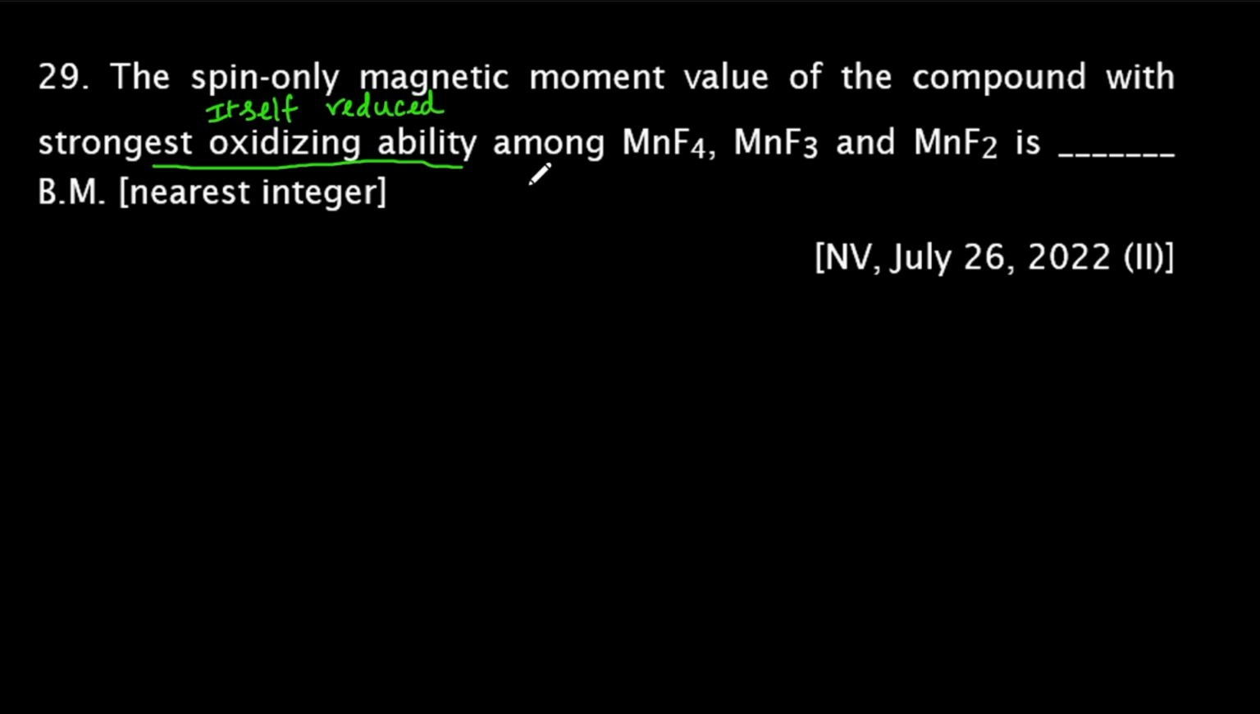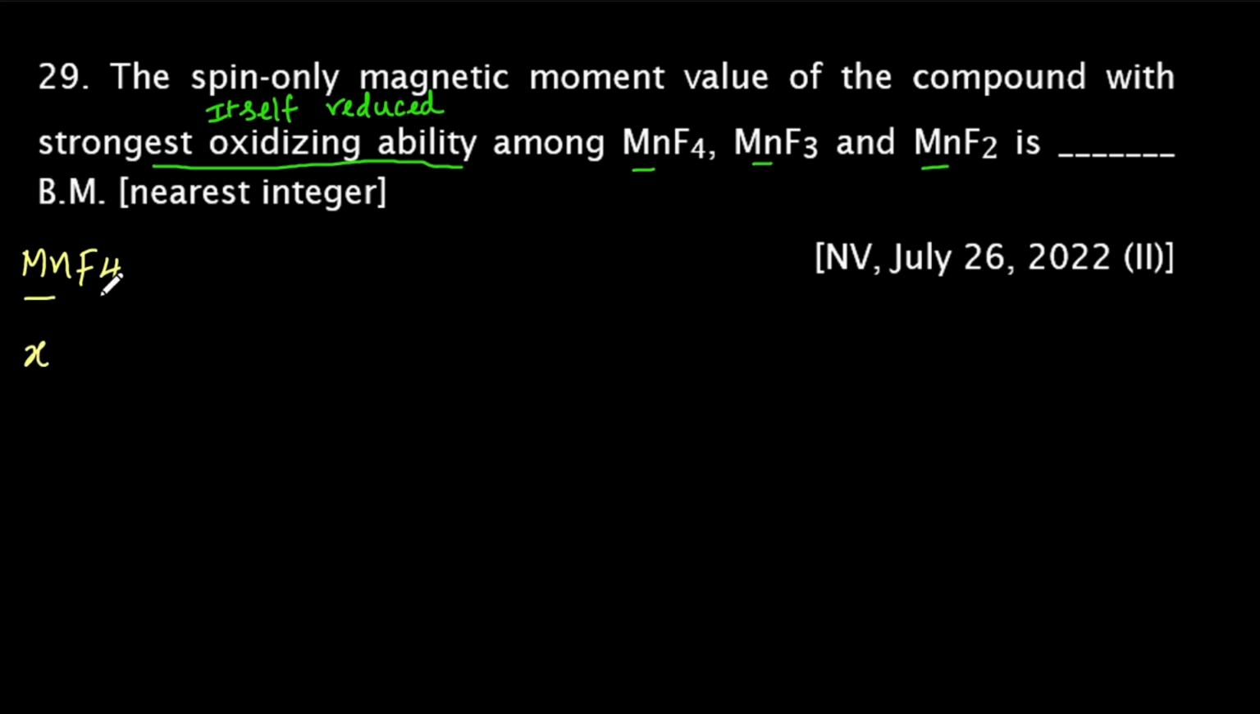So the given species are among MnF4, MnF3 and MnF2. For this, first you have to know the number of d electrons present in the metal in each of the compounds, and for knowing the number of d electrons, you have to calculate the oxidation state of the metal. In the first compound MnF4, let us keep manganese as X.